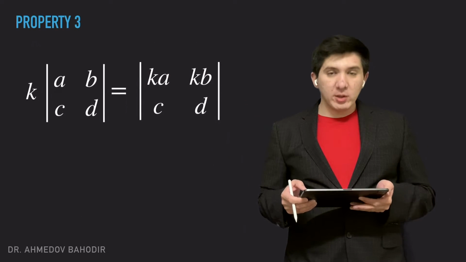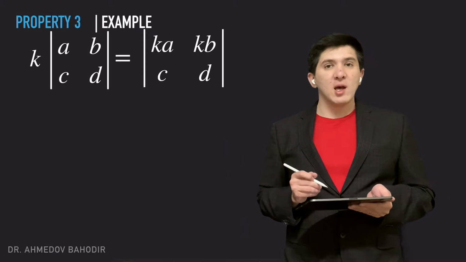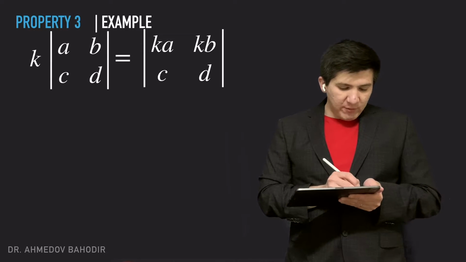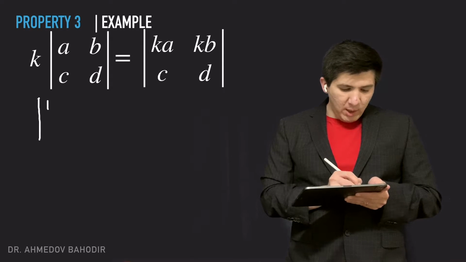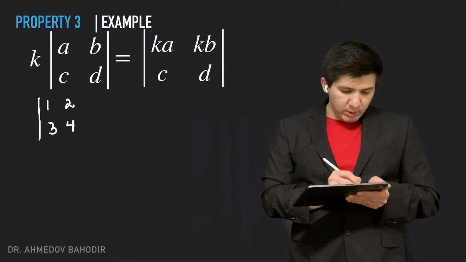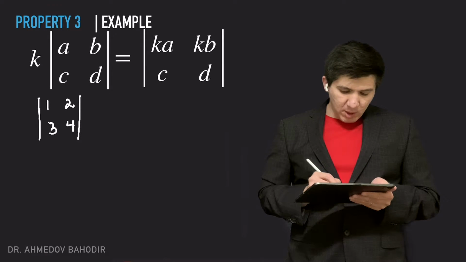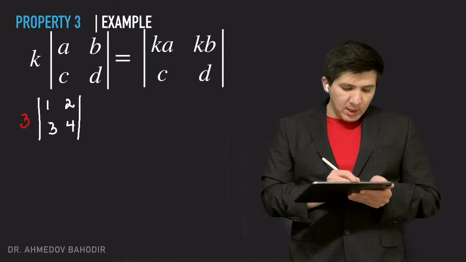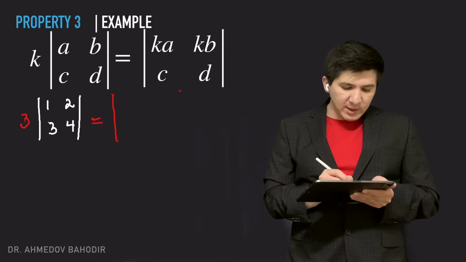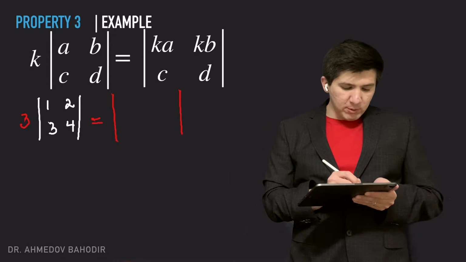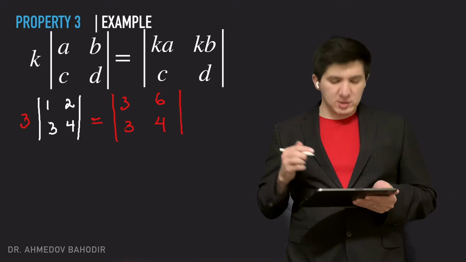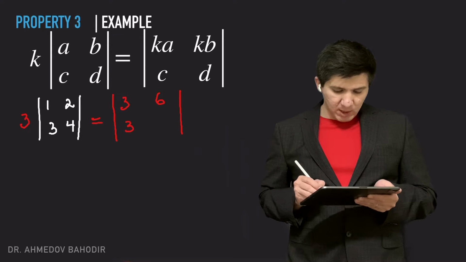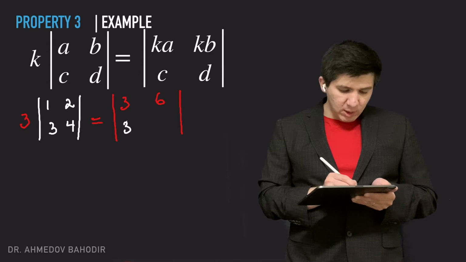So let's do an example to understand what this property tells us. This is property number 3. Let's say I've got this matrix again. I'm going to write it in terms of determinants: 1, 2, 3, 4, right? If you multiply this by some constant, let's say 3, it tells you that this is equal to another determinant, which has rows 3, 6 and 3, 4. You see, I'm multiplying this 3 not to all of the rows, only to the first row. If you want, I can make the second row another color, 3 and 4.